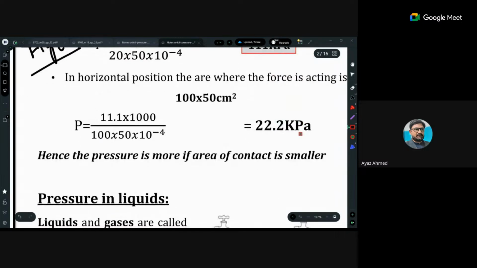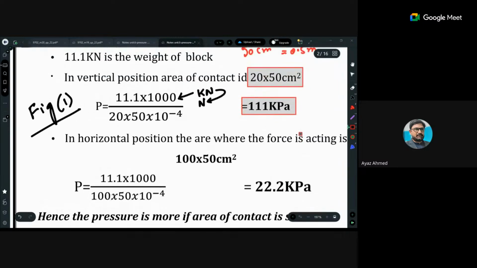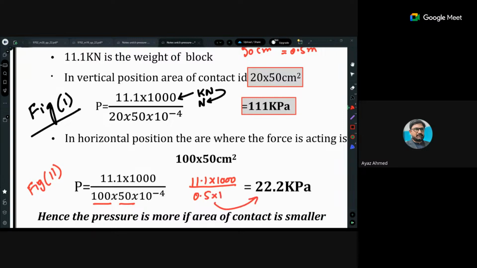Now, what about diagram number two? In figure number two, we just put the body in such a way that its area has been increased 100 times. 50 into 10 raised power 4 is basically some conversion from centimeter. So you can say 11.1 into 1000 divided by 0.5 times 1. So you will get this number. So do you see that the pressure has been reduced a lot?